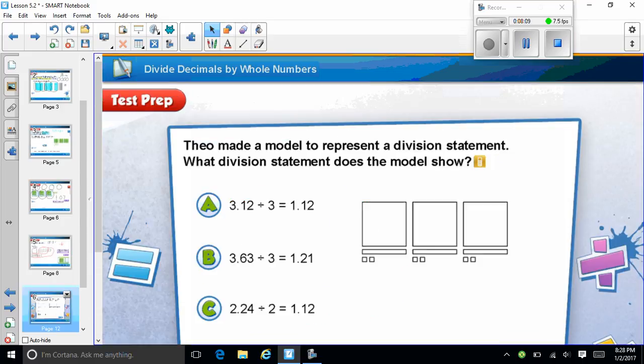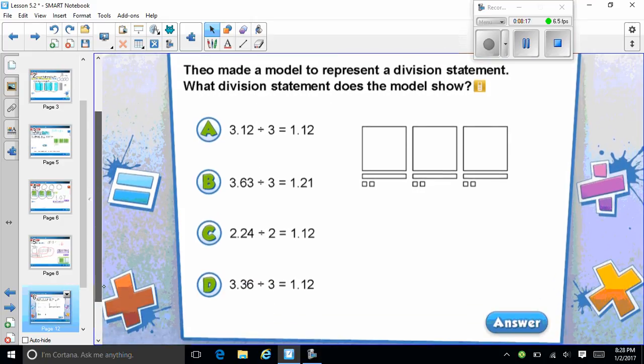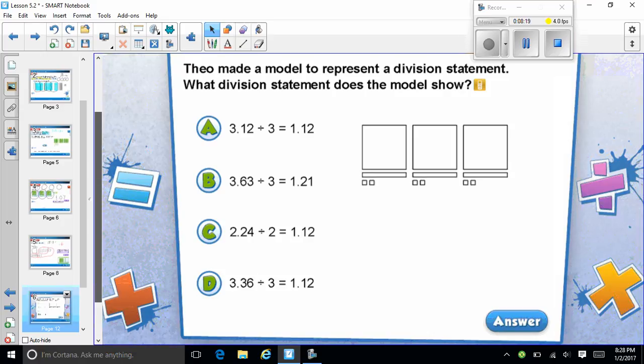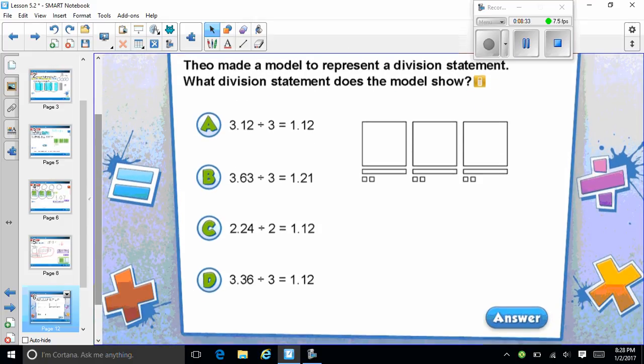There are no notes for today's lesson, but you do have to copy down our test prep question. You're going to copy down the entire question, and I do want you to include the model that's drawn. You can do a quick pic to show this. And what you need to do is tell me what is the division statement that this model is representing. Once you have that, continue to hit play.